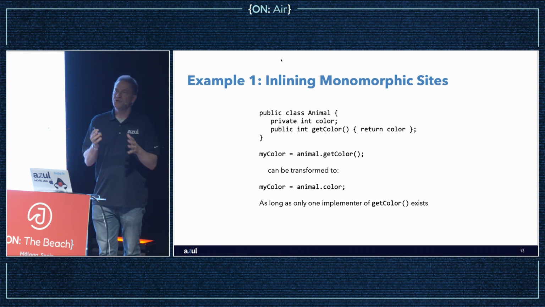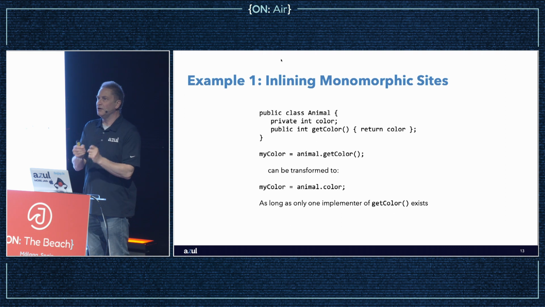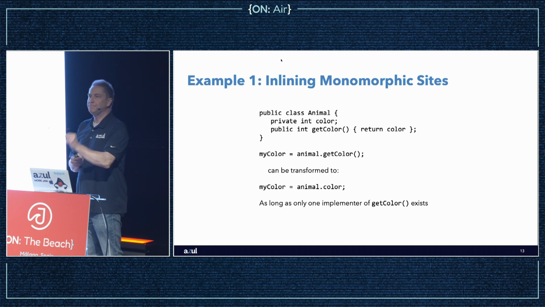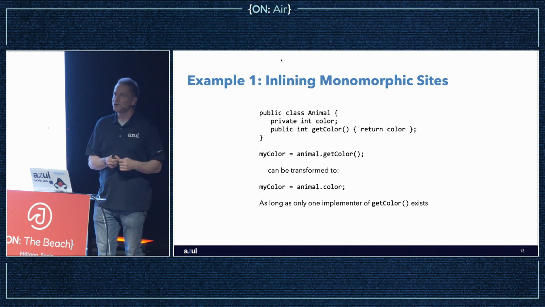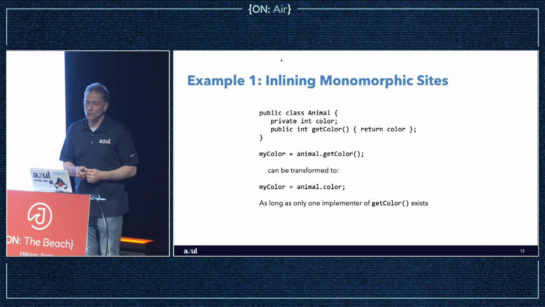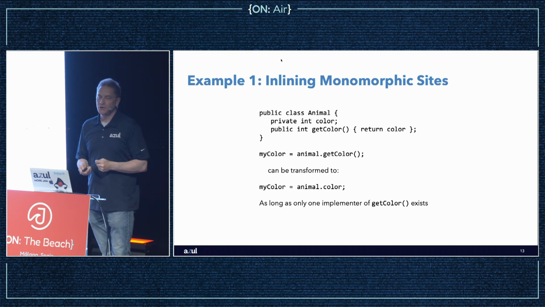Because of that, if we try to do static compilation, we can't inline that call, because we can't guarantee that somebody won't do some class loading at runtime and therefore result in a different method being called. We'd only do this if we know we only have one implementation of getColor.